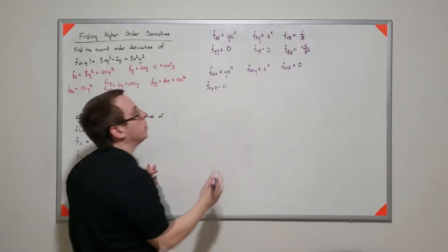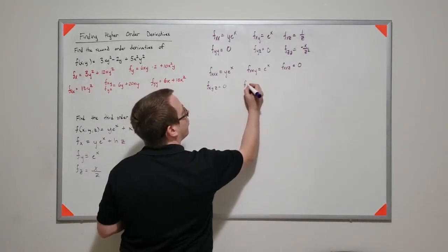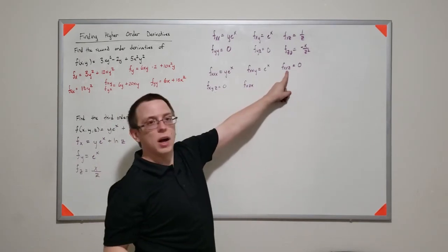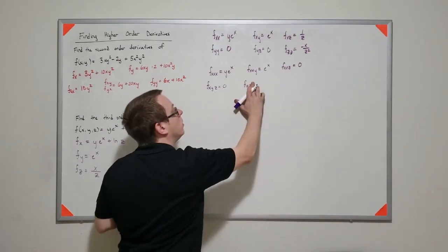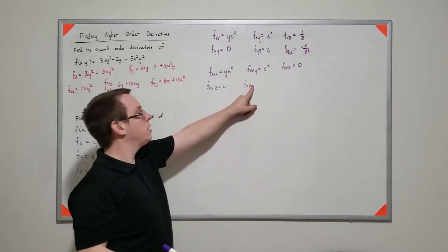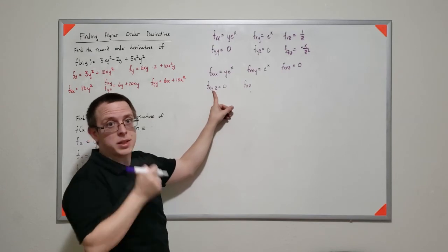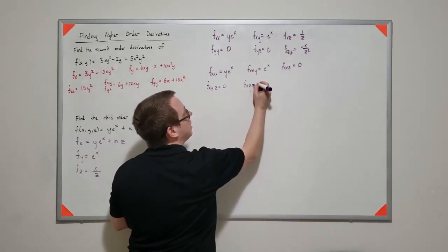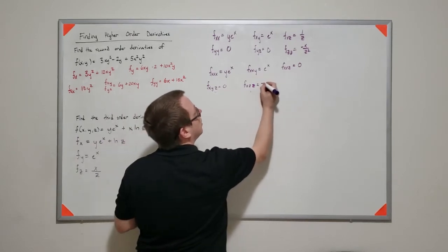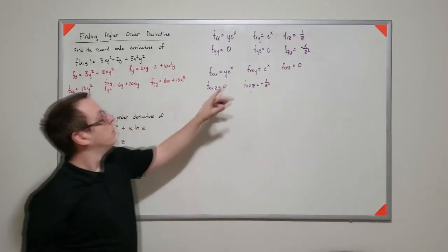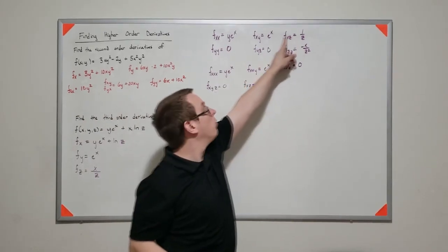So we need to do this one. fxzx, don't need to do that one. I already have it here. So I don't need xzy. Do I need to do xzy? No, because that has the same alphabet piece. So xzz, negative 1 over z squared. And that completes that one.